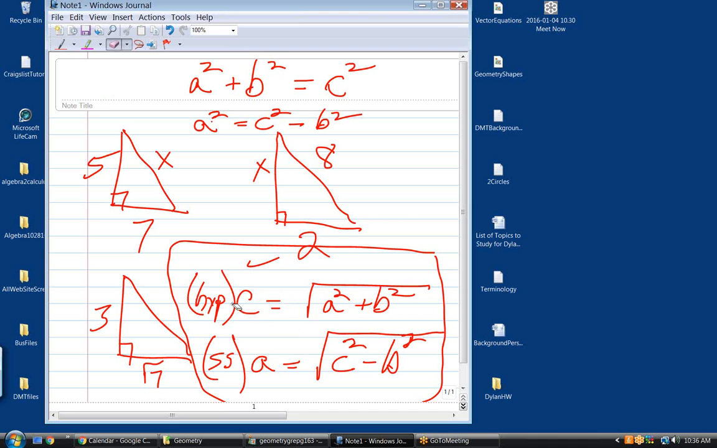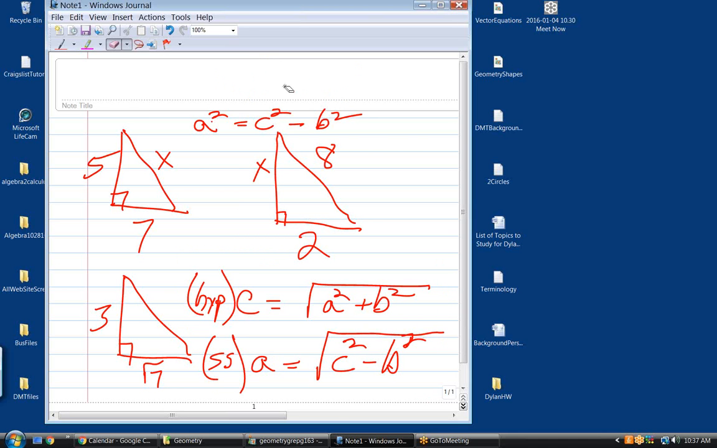If I'm missing the hypotenuse, this one solves for it. If I'm missing one of the short sides, there are two short sides to every right triangle, then this is the way you solve for it. So this is what I would like you to use when you're doing these problems, not go all the way back to the Pythagorean theorem. There's just too much math to include.